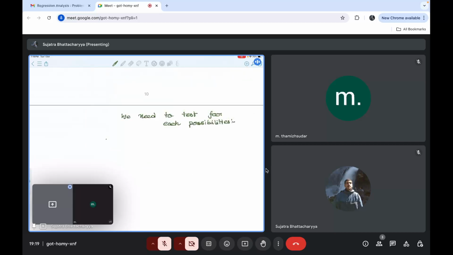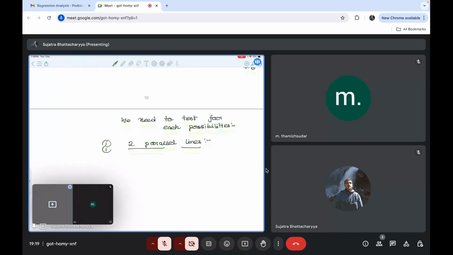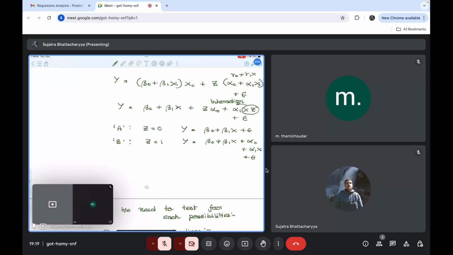Okay, so first let us see two parallel lines. For parallel lines, let's look at the equation. If you need two parallel lines, what will you test for? For two parallel lines, slope should be the same.